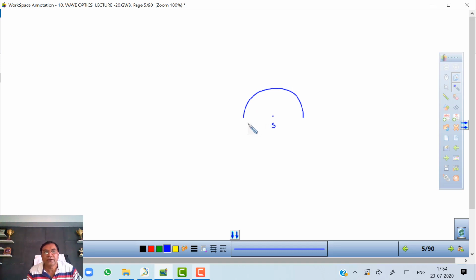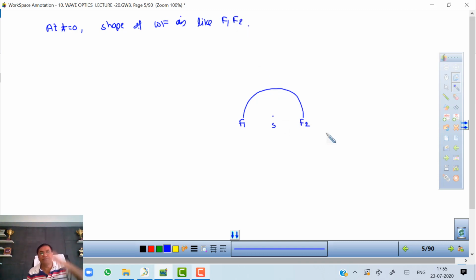This is the source, and I say this is F1, F2, my wavefront at a given time t equal to 0. At t equal to 0, the shape of the wavefront is like F1, F2.